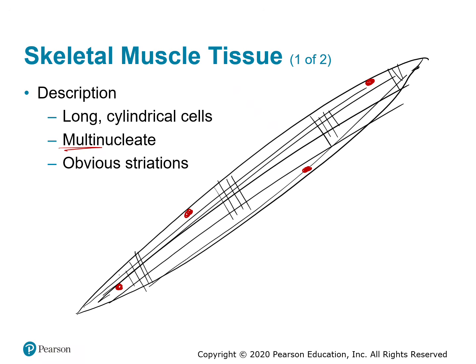This type of tissue will have an abundance of mitochondria. Why? Because they're using a lot of energy. They need to be able to make a lot of energy. Okay?